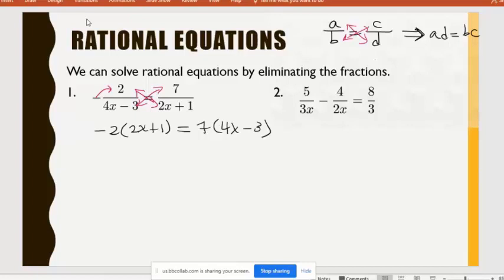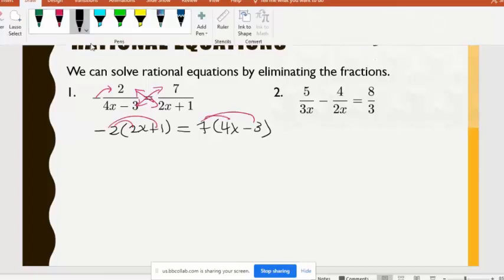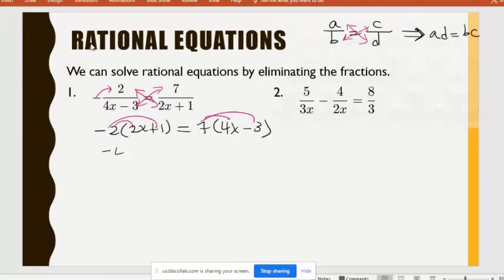And so first we'll distribute. So negative 2 times 2x, negative 4x, negative 2 times 1, negative 2 is equal to 7 times 4x, 28x, and then minus 21. Good. At this point, we have to move the x's together, the constants together, right? So you have to do some manipulation, but you can do them both in one step if you would like.